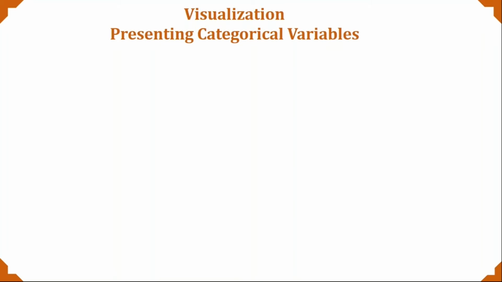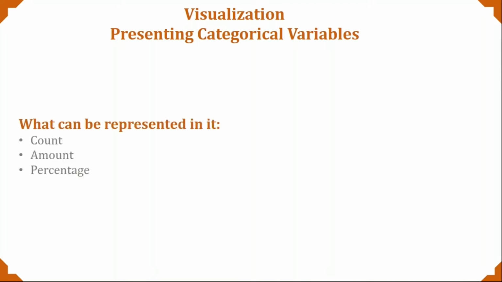So as we have started with categorical data, let's get into presenting categorical variables. As we know, for categorical variables with charts, we can view the count, the amount, the percentage of a particular category. So with the representation for the categorical data, you could represent count, amount, percentage of that specific category.